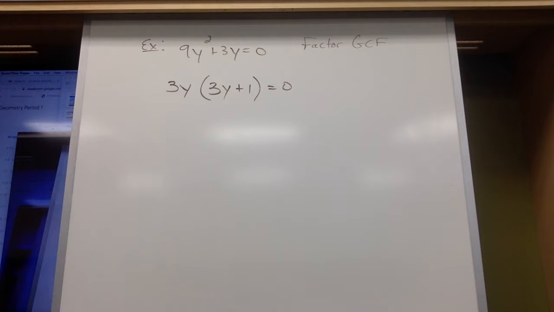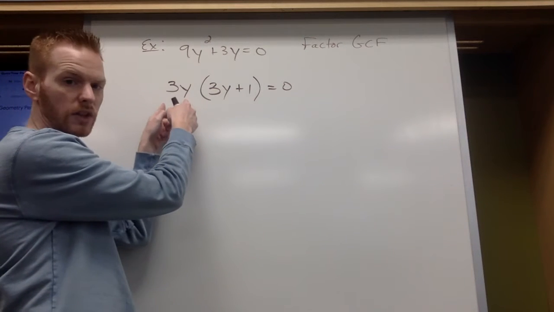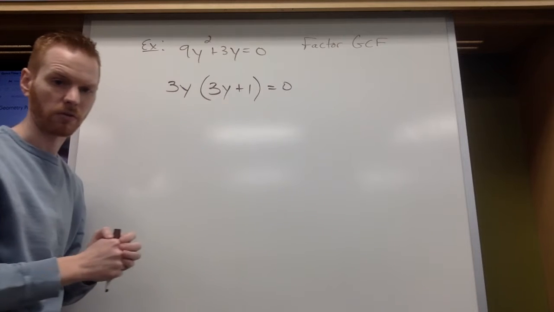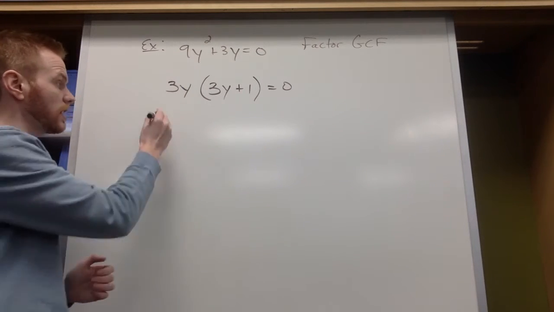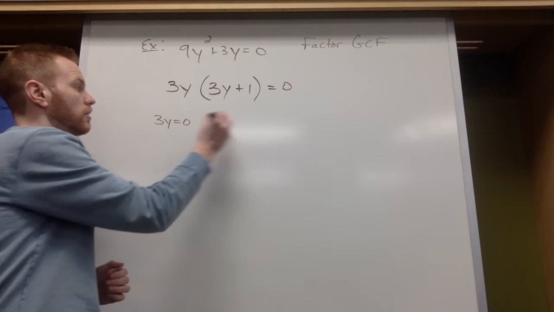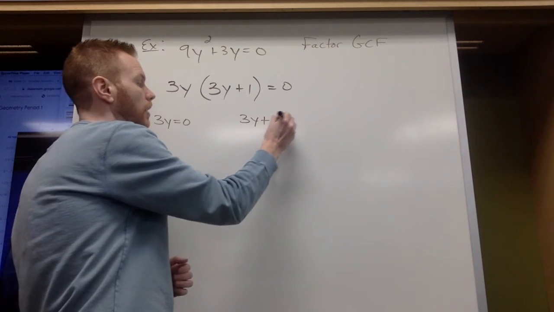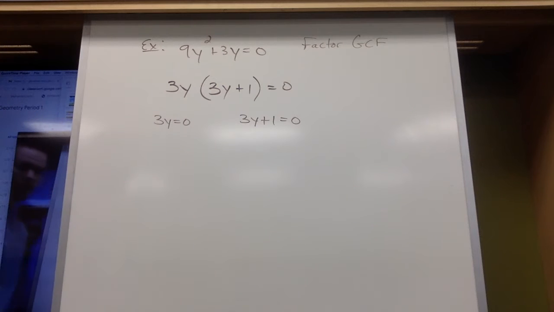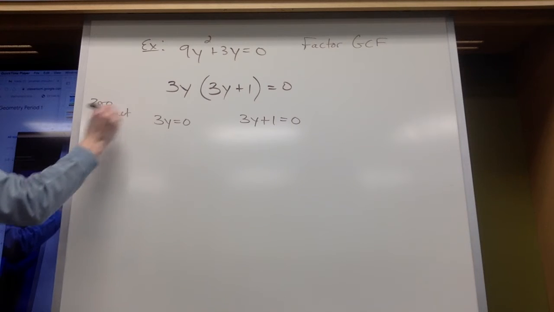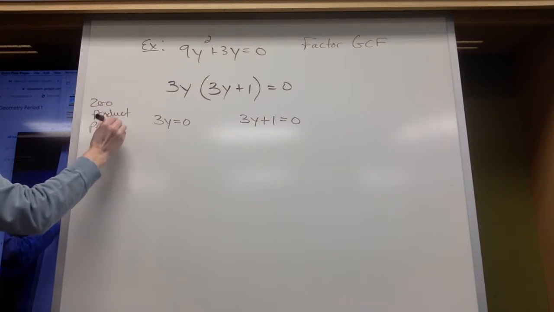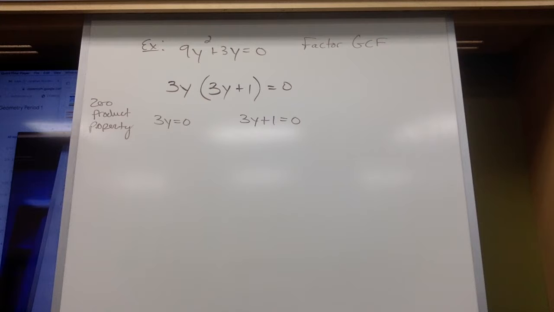Now the zero product property states that either this guy becomes 0 or this guy becomes 0. Now, you could plug numbers in to figure that out, or set each one equal to 0 to find the y value that will do that. Okay, so that's the zero product property.